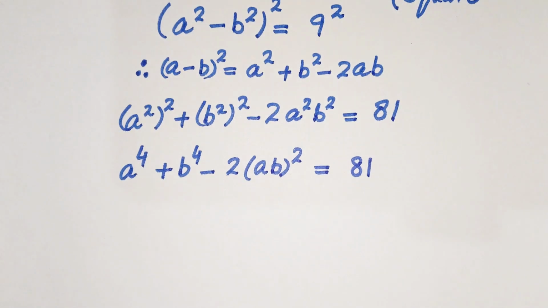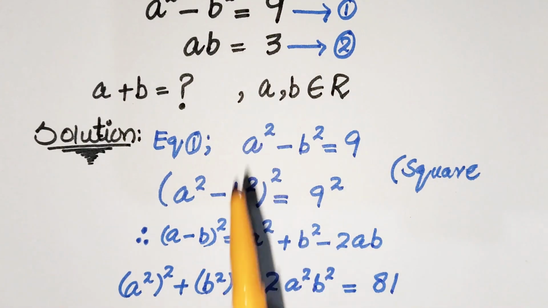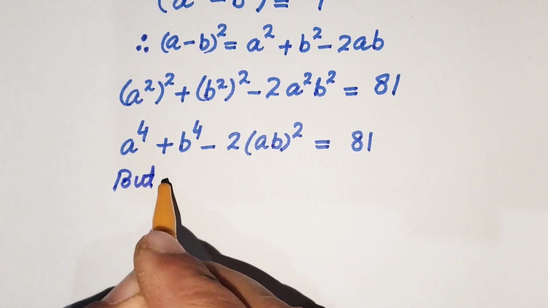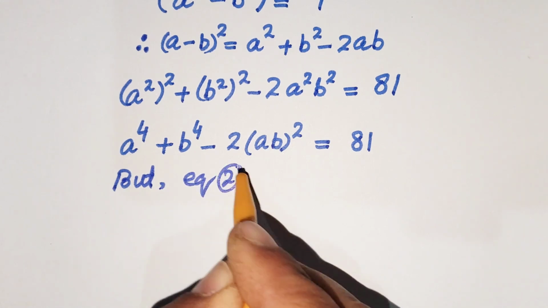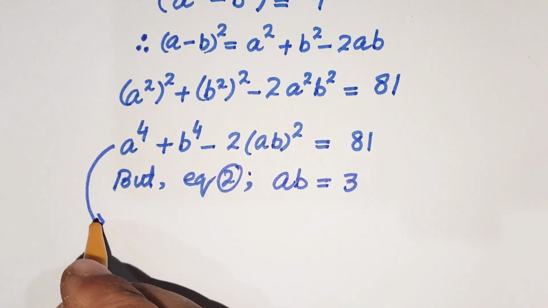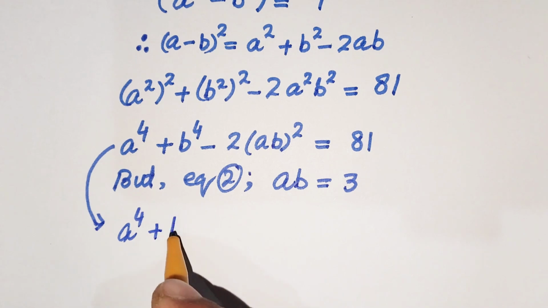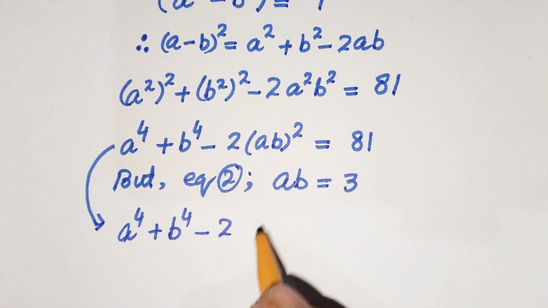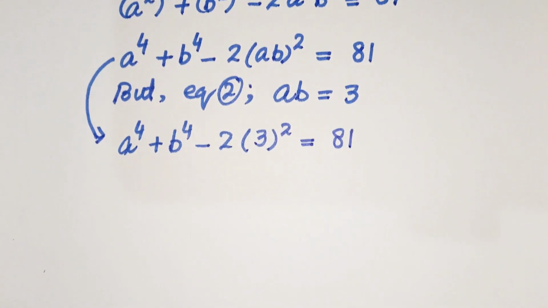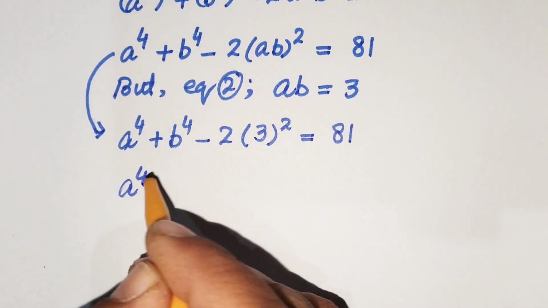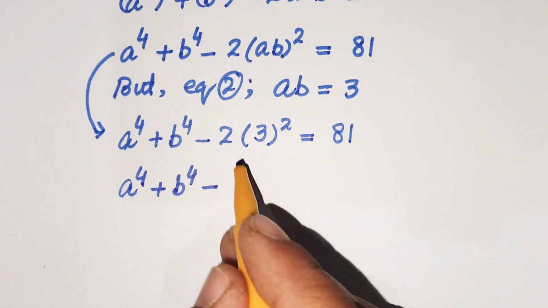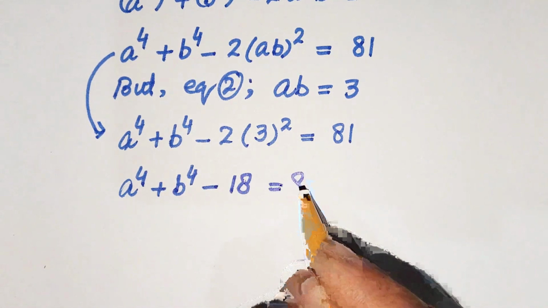Now we know from equation number 2 that ab is equal to 3. So substituting the value of ab here, we get a raised to the power 4 plus b raised to the power 4 minus 2 times ab, where we put 3 here. So 3 squared is 9, and 9 times 2 is 18, which is equal to 81.